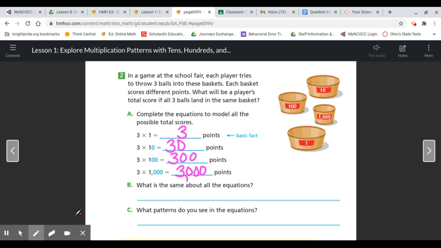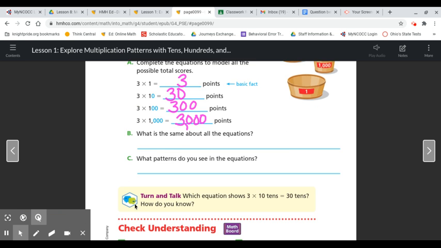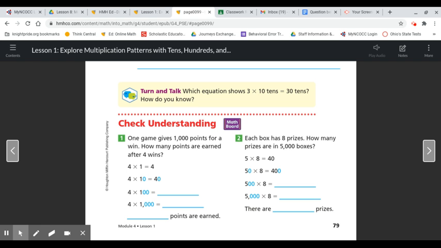Okay? Let's look on down now at these check understanding questions. The first one here: one game gives 1,000 points for a win. How many points are earned after 4 wins? So if you were trying to solve 4 times 1,000, you could build up to that by breaking it down into its basic fact of 4 times 1 equals 4, and then keep building up here. 4 times 10 would be 40.